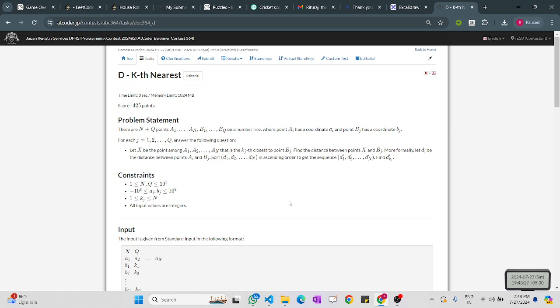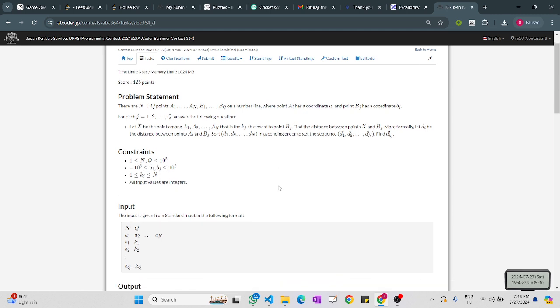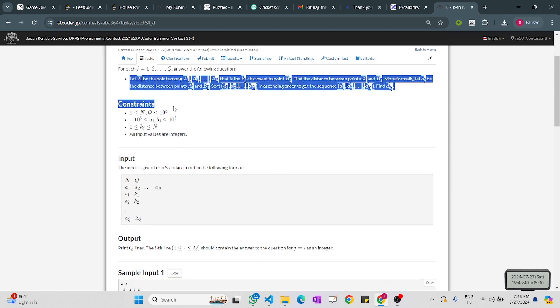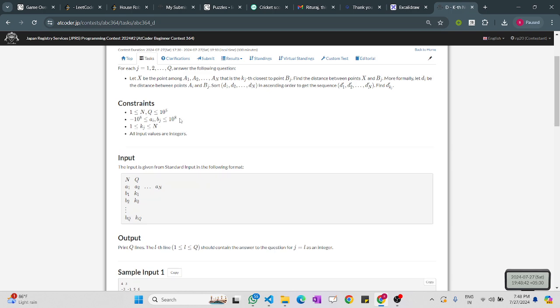Okay, so I want to discuss this question. This question was today's AtCoder D problem, and I found it quite interesting because you need to do some extra optimization in order to solve this question.